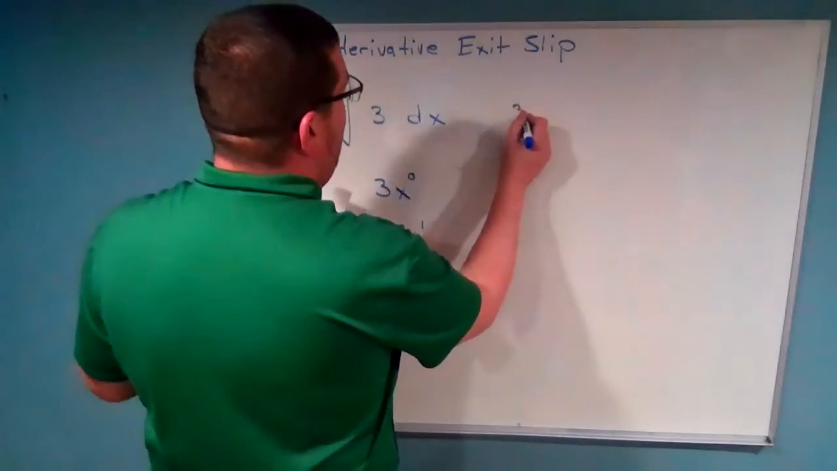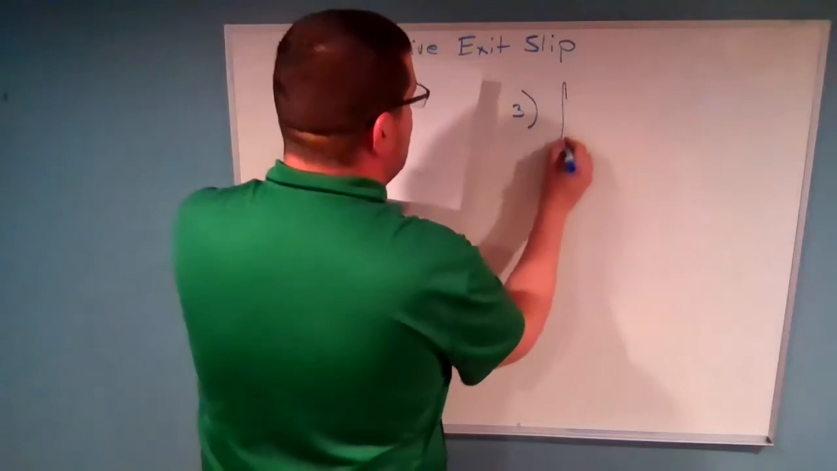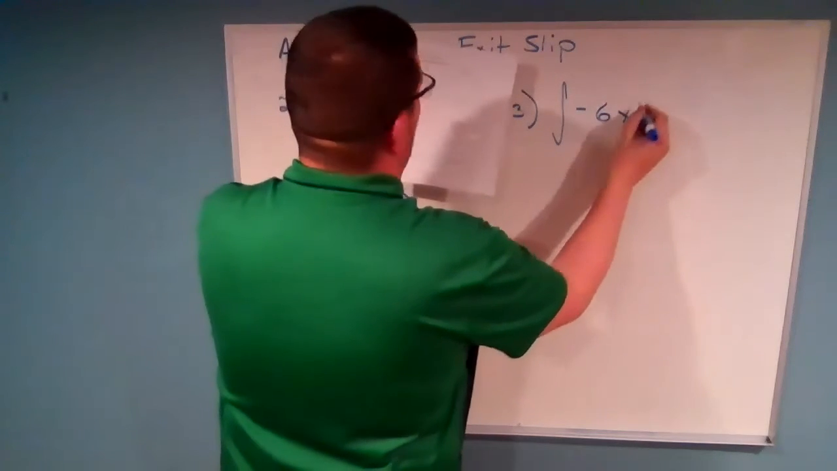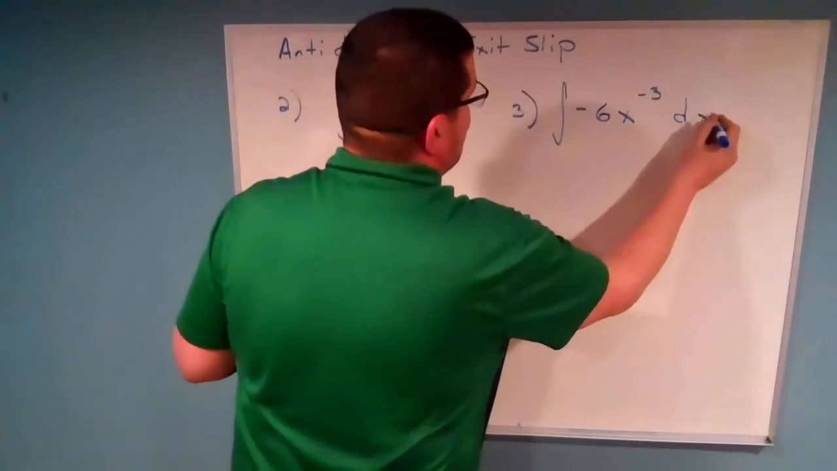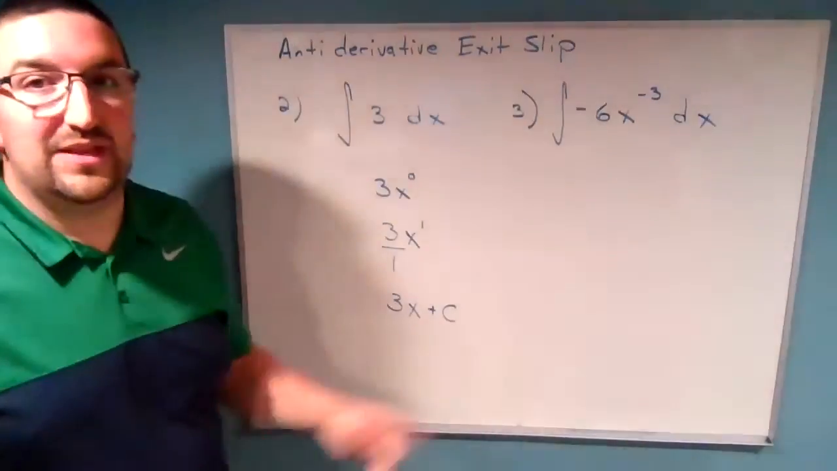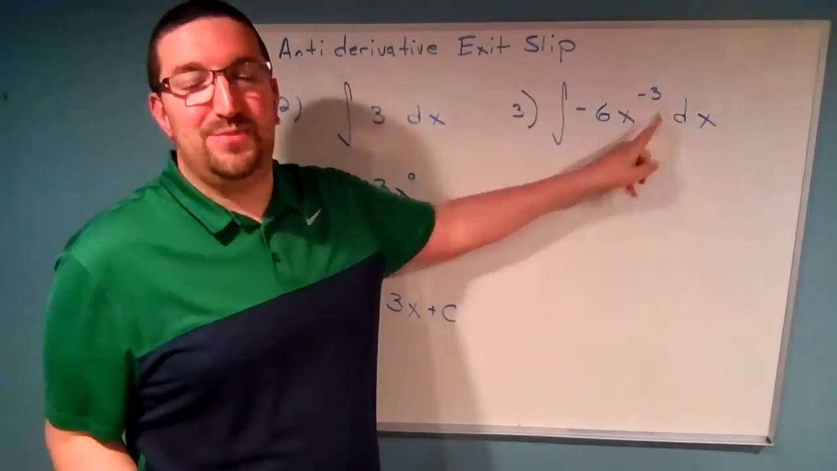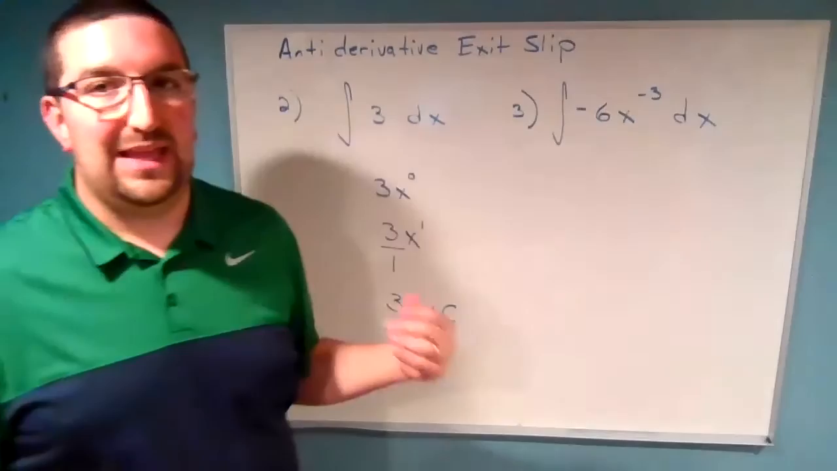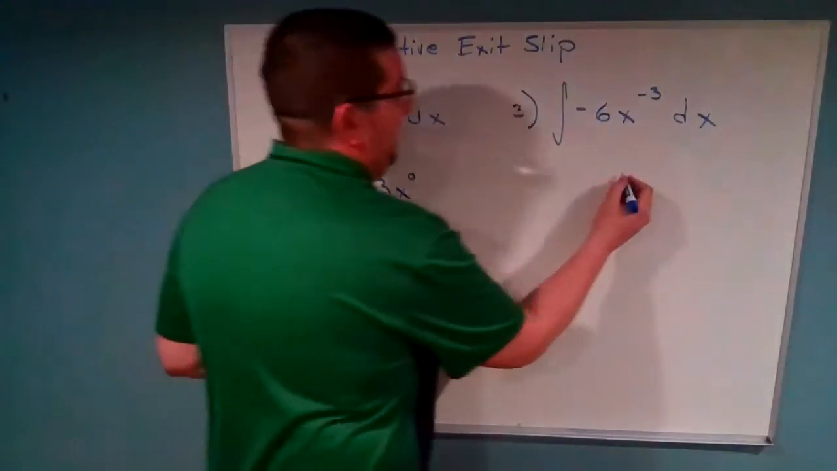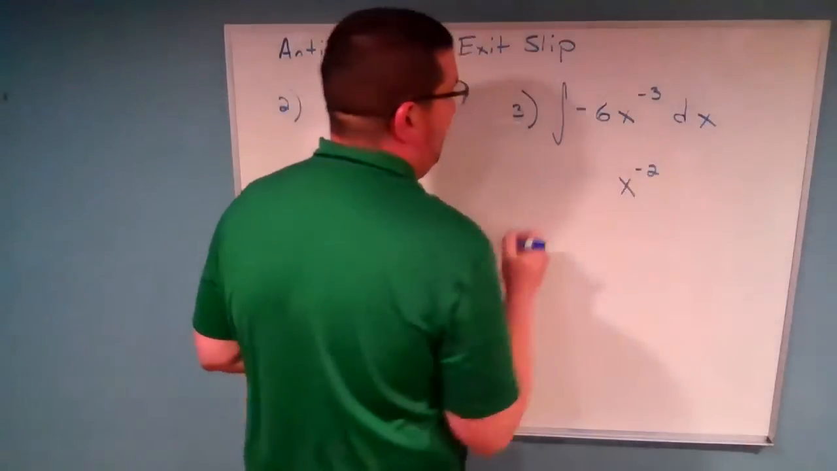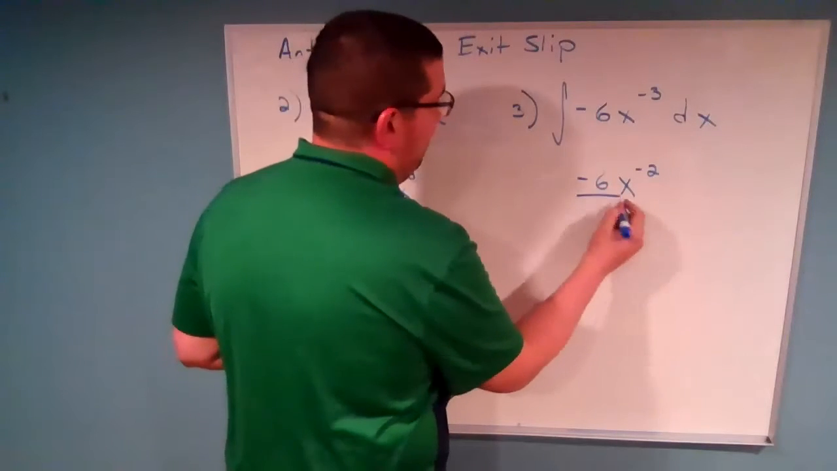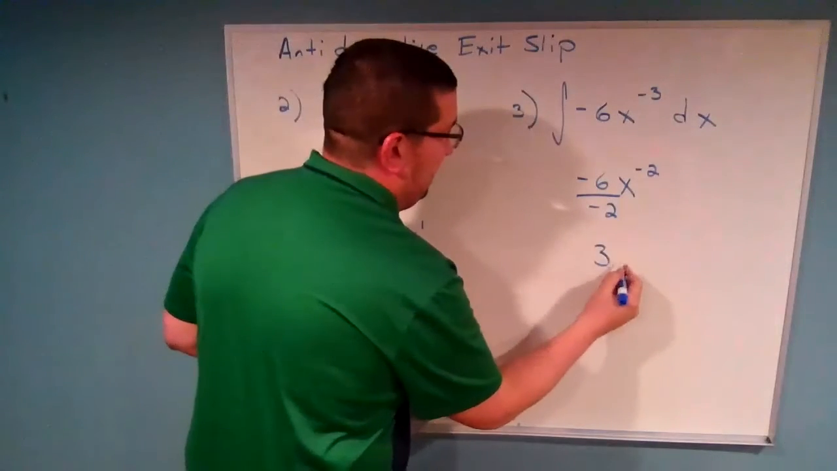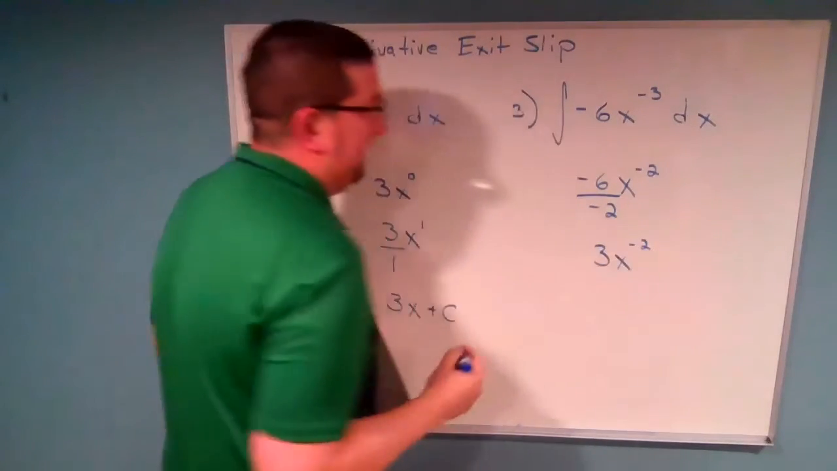All right, we have enough room here. We can do number 3. Number 3 is the antiderivative or integration of negative 6x to the negative 3 dx. You have to be very careful here when you have a negative exponent. Make sure you are adding to it. All right, negative 3 plus 1 is negative 2. And then we have negative 6 divided by that new exponent. Negative 6 divided by negative 2 is 3. So that would be 3x to the negative 2.